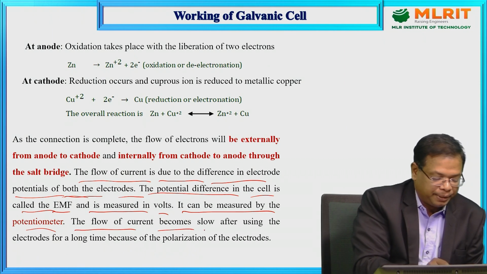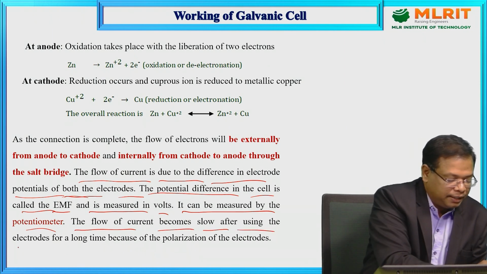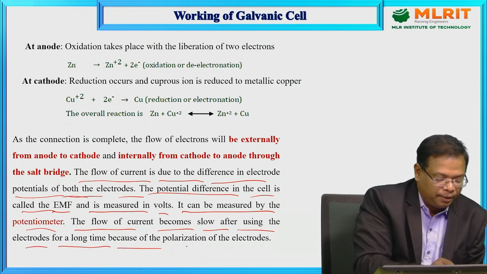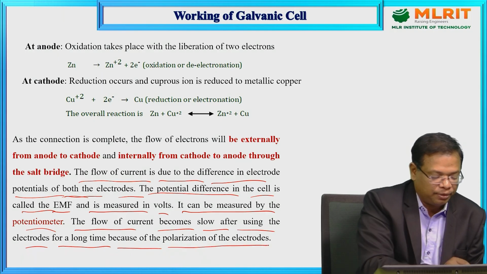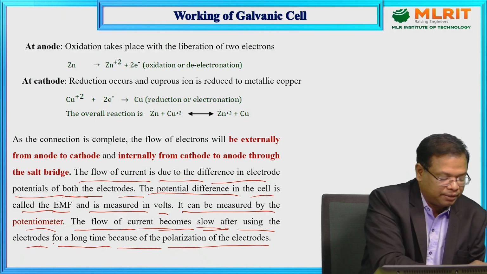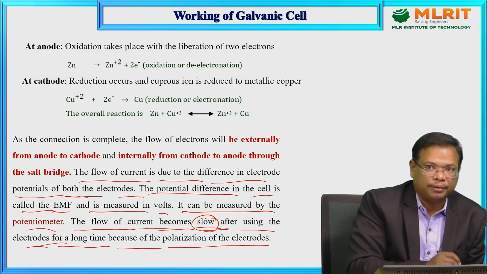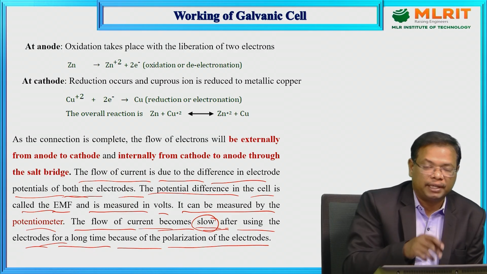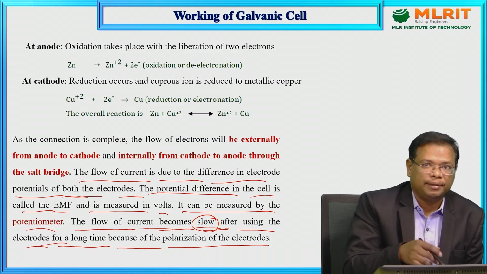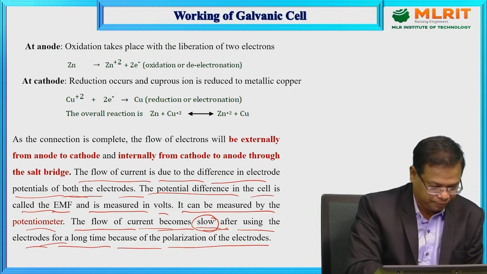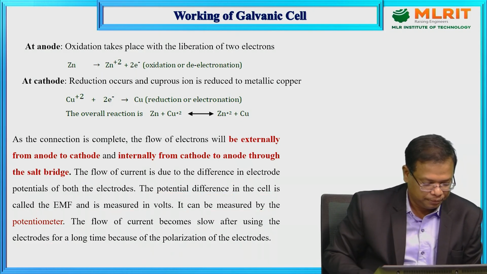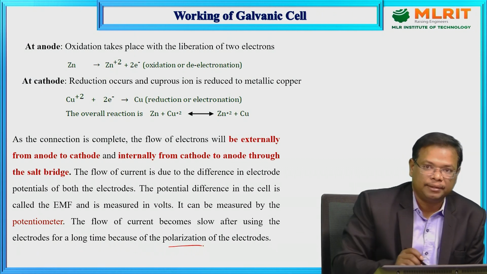The flow of the current becomes slow after using the electrodes for a long time because of the polarization of the electrodes. So why is it becoming slow? In the continuous process of the spontaneous reactions, it will slowly stop working after a long time, and it will become polarized materials.